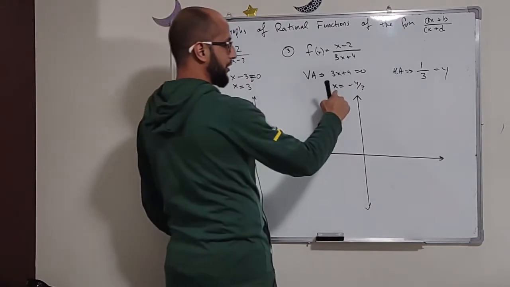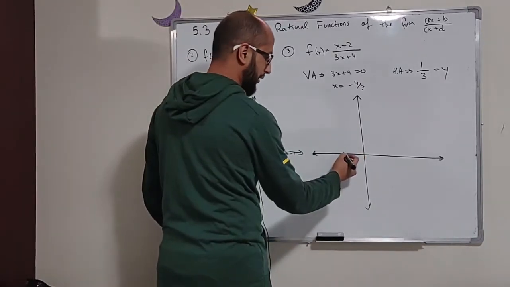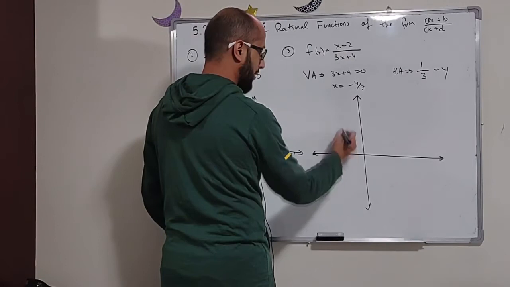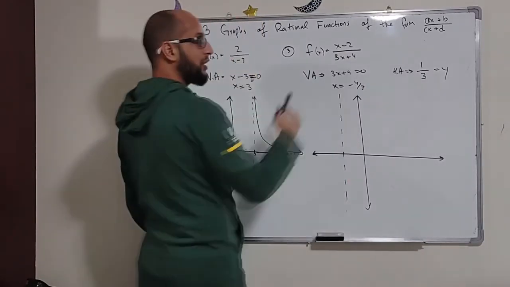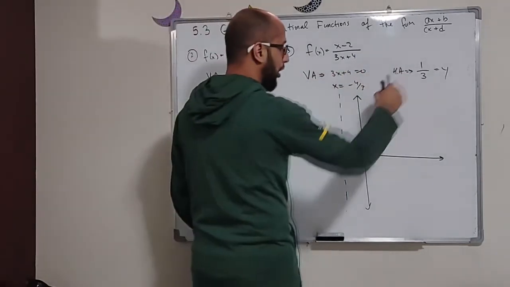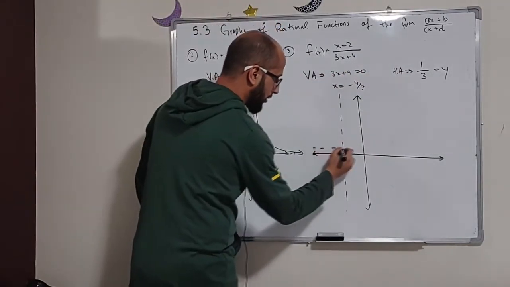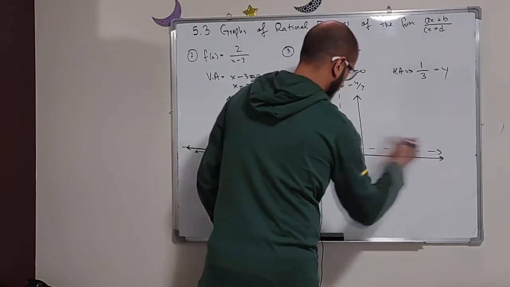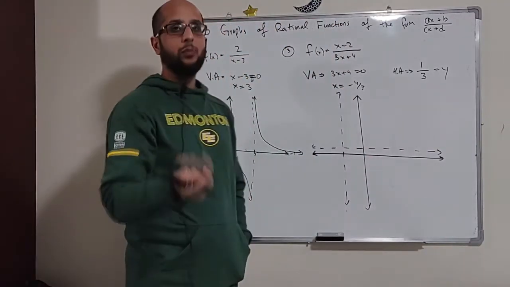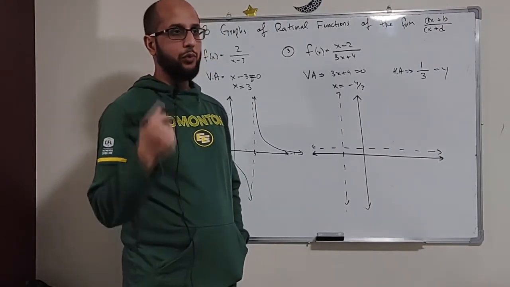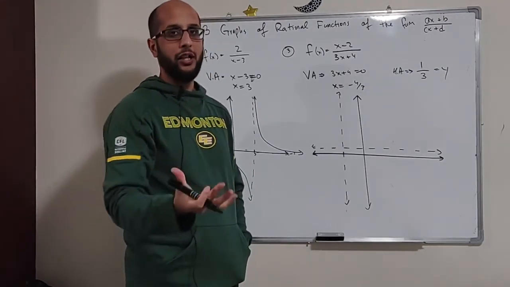So we know that there is a vertical asymptote at x equals negative 4 over 3. And I'm just going to estimate that for now. We have a horizontal asymptote at y equals positive 1 over 3. So just positive 1 over 3. We have our vertical and horizontal asymptotes. There's one more piece of information that we always can get. We can always get the x-intercepts and the y-intercept.